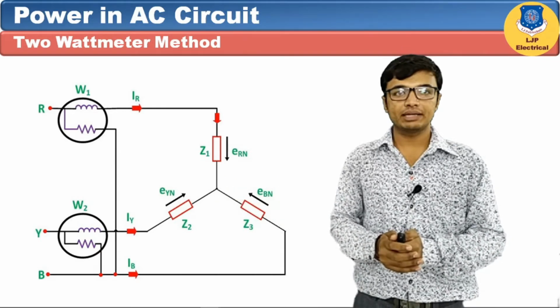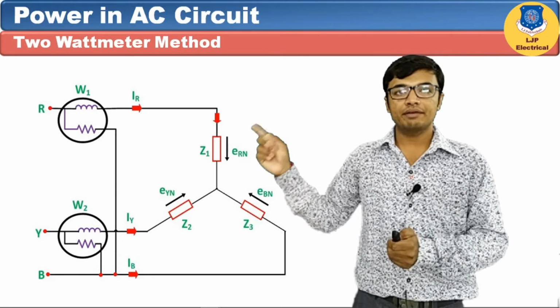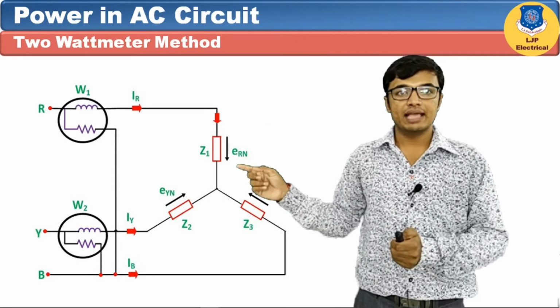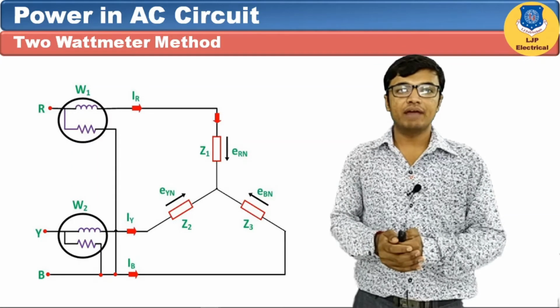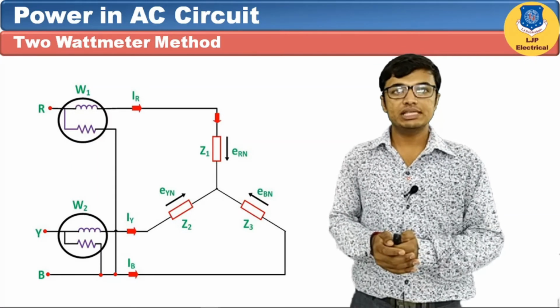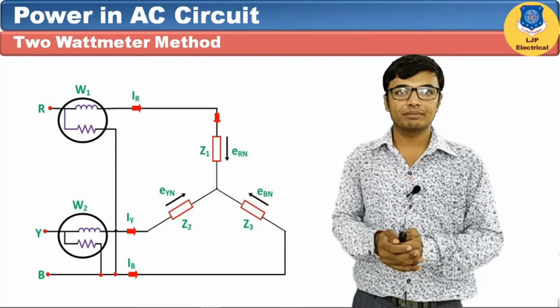So for that we have connected potential coil in between R phase to the B phase, and second potential coil in between Y phase to the B phase. So this is how we can measure power using 2 wattmeter method.